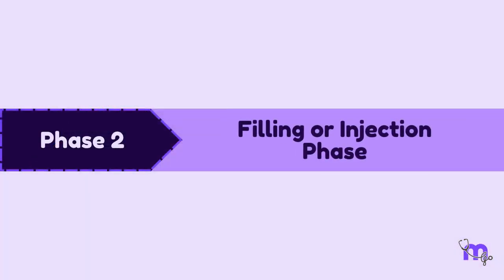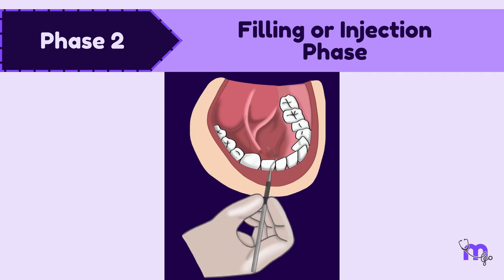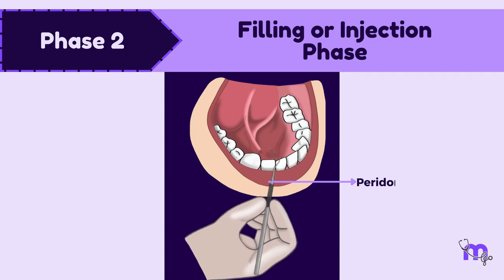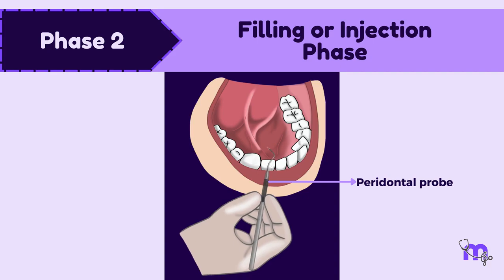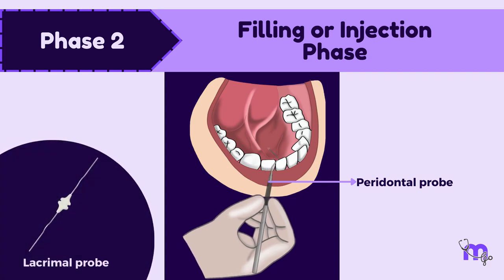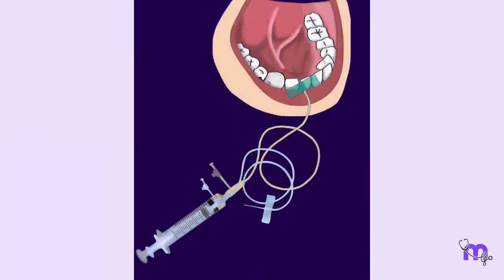Moving on to the filling or the injection phase. Here is how I did it for my case. The opening of the submandibular gland duct was located and dilated with a periodontal probe to widen it slightly. A lacrimal probe can also be used for this purpose. I then inserted a cannula into the duct.